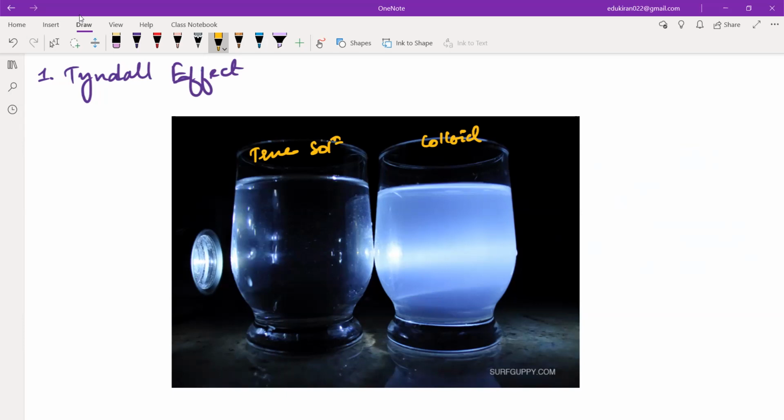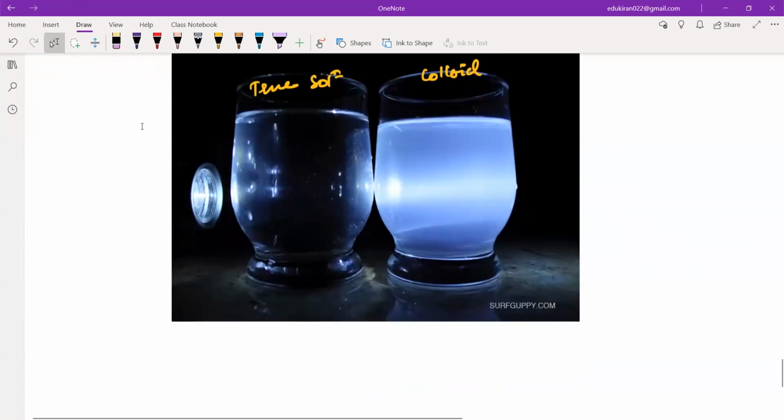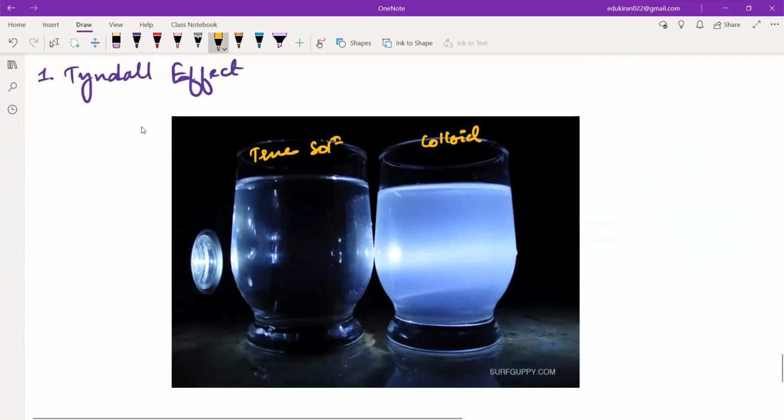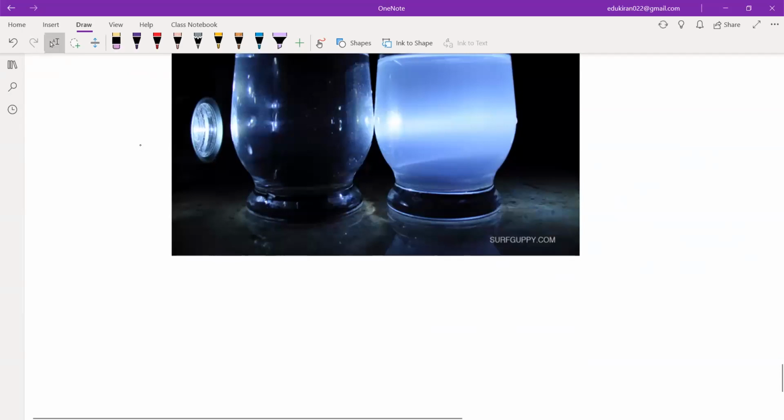Okay, so this is the basic thing that you have to remember about Tyndall Effect. What is Tyndall Effect? When light is passed through a colloidal solution, the whole colloidal solution will illuminate, and you can see that there is a scattering of light. This is known as Tyndall Effect. So let me first write what Tyndall Effect is: the scattering of light in a colloidal solution.